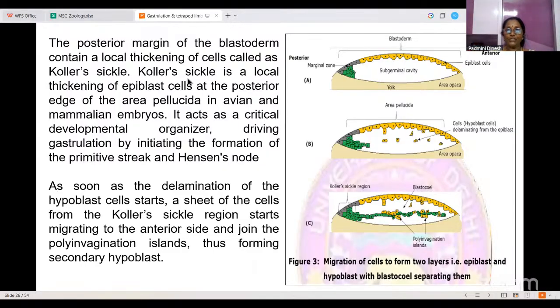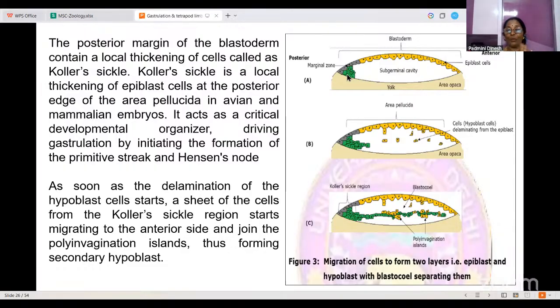So the posterior margin of the blastoderm contains a local thickening called Koller's sickle. That thickening at one particular place, the posterior side, is called Koller's sickle. Something like the germinal ring that we saw in the fishes. This Koller's sickle is a local thickening of the epiblast. So you have this epiblast, and there's a local thickening at the posterior edge of the area pellucida.